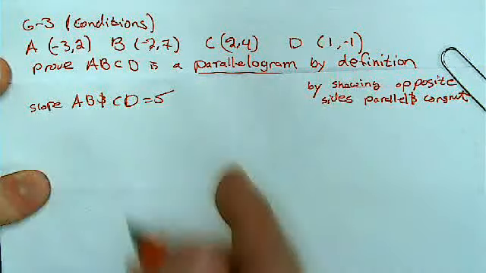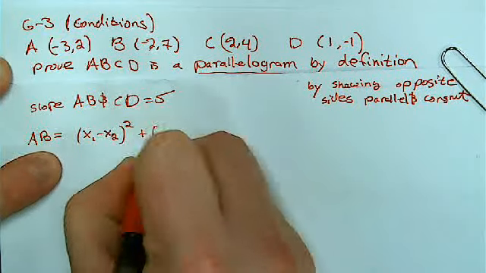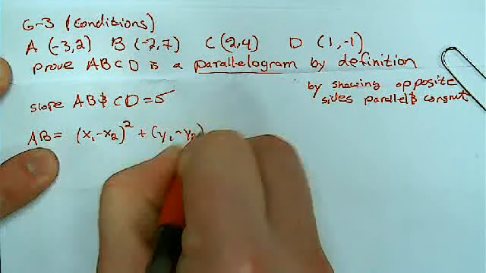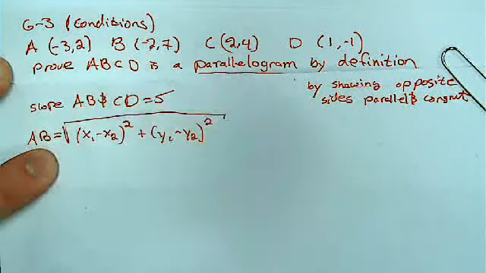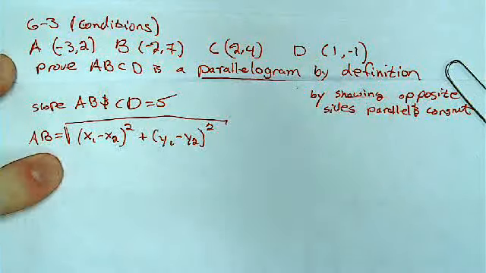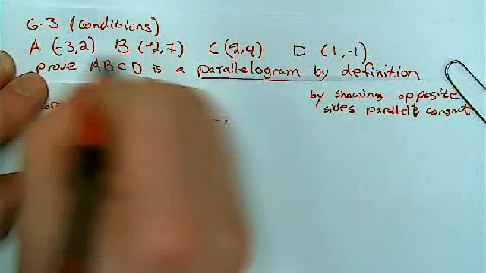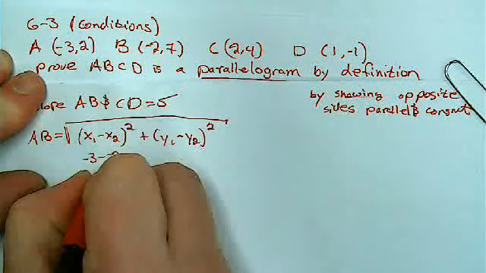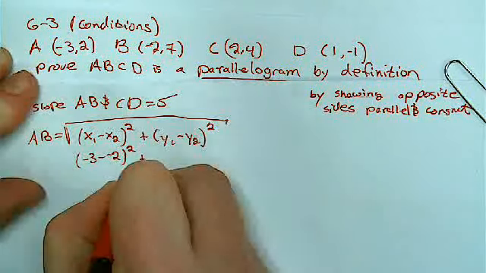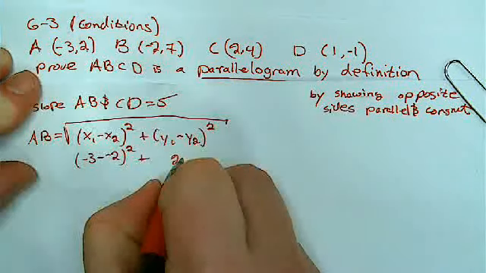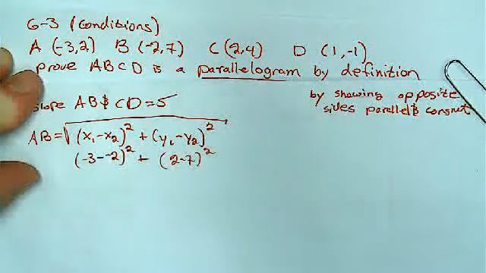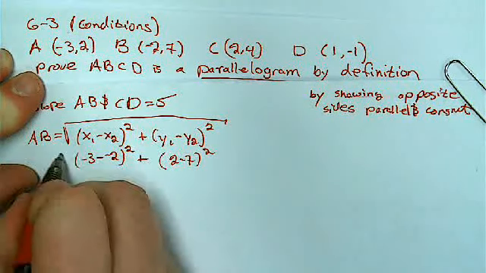So let's see. AB, the length of it. Remember the distance formula? Take the difference of the two x's, square it, add it to the difference of the two y's, square it, and take the square root of the whole thing. So AB is going to be -3 minus -2 squared, and y is 2 minus 7 squared. That whole thing is under the radical.